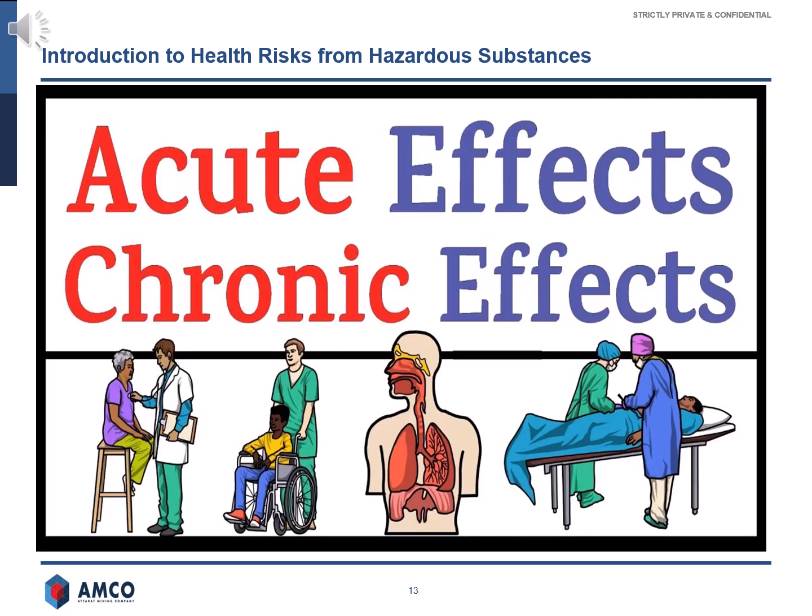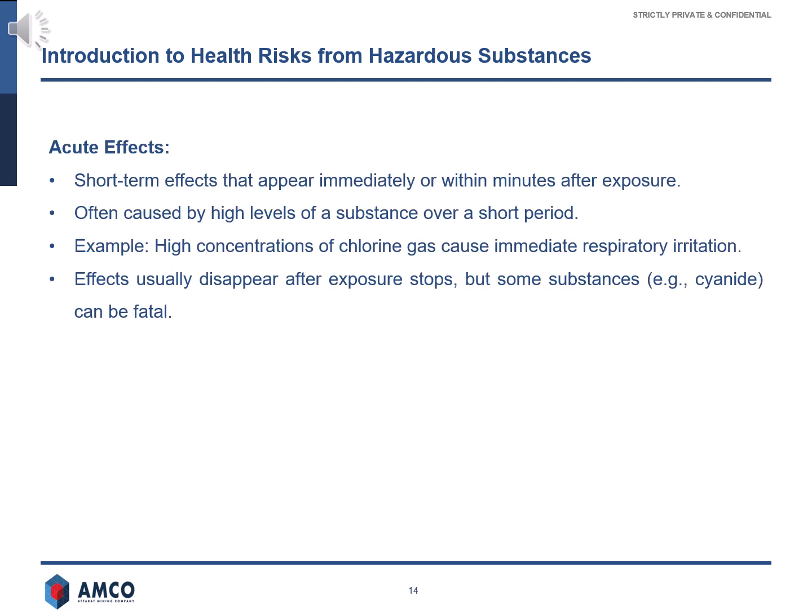Acute and chronic effects. Acute effects. Short-term effects that appear immediately or within minutes after exposure. Often caused by high levels of a substance over a short period. Example, high concentrations of chlorine gas cause immediate respiratory irritation. Effects usually disappear after exposure stops, but some substances, e.g., cyanide, can be fatal.